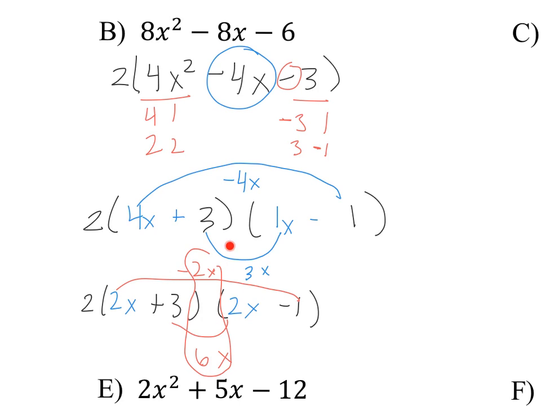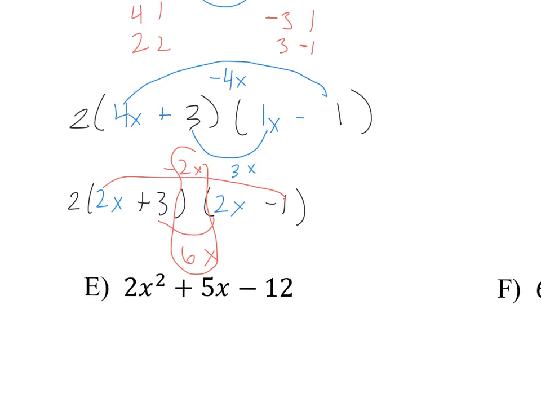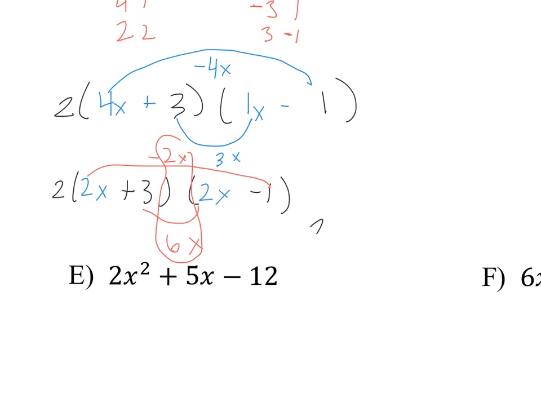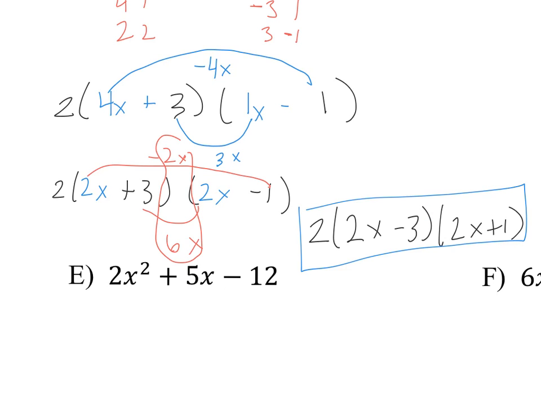If I go back, I need a negative 4. I don't need a positive 4. So if I get the same number but the opposite symbol, I can just change my symbols around. So my final answer, if I want to check it, I can, would be my 2 out in front, my 2x, and now this time I'm going to switch to be a negative 3 and a positive 1. So if I guess and check, this would give me a positive 2x minus 6x, which would give me a negative 4. Bing, bada, boom, I am done.